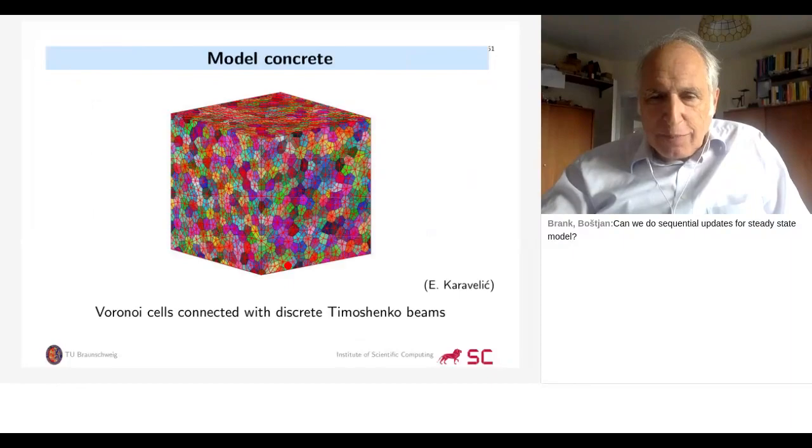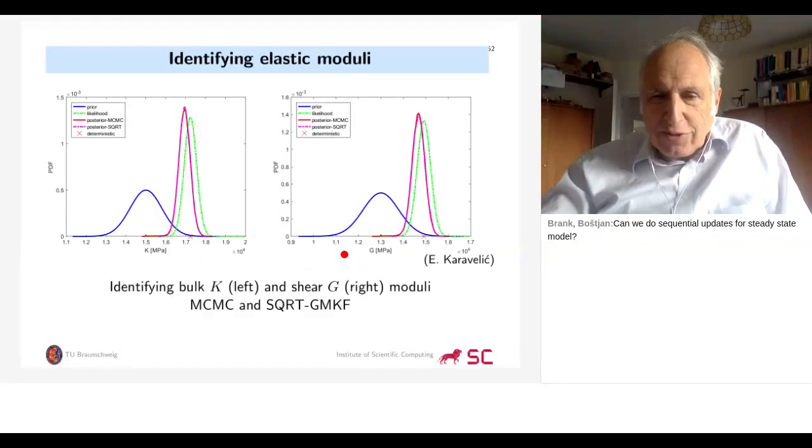Okay, now we take another example. This is an example which was done by Emil Karavelic. This is an example of concrete. So there are Voronoi cells, and they're connected by Timoshenko beams. So there's a discrete model on the micro scale. We now want macro parameters for this.